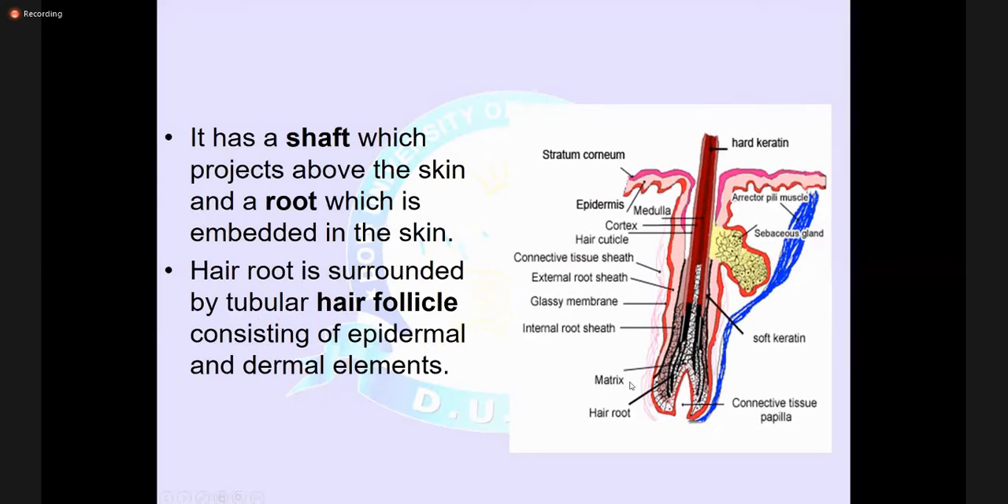Here the hair root is surrounded by a tubular structure, which is the hair follicle. So this is the hair follicle consisting of epidermal and dermal elements, because the dermis also gives the covering to this area. So it has both dermal and epidermal origin.